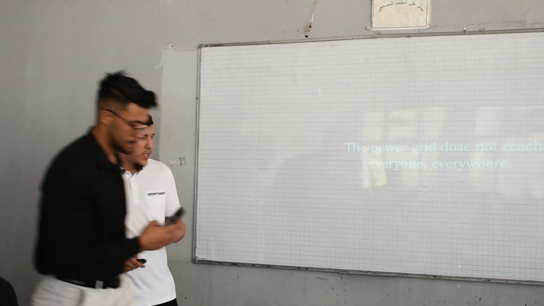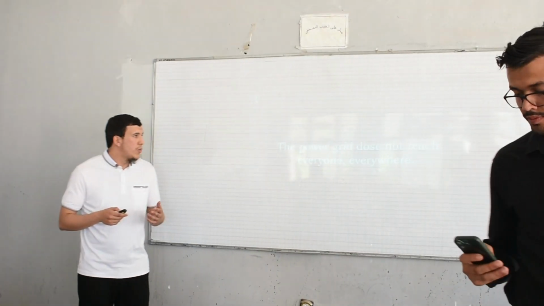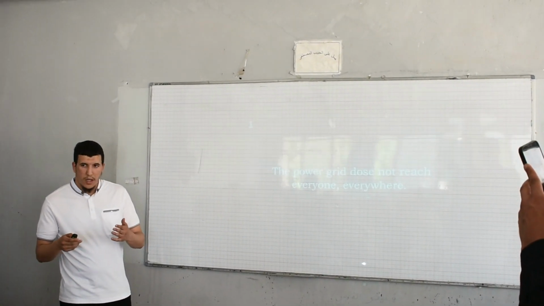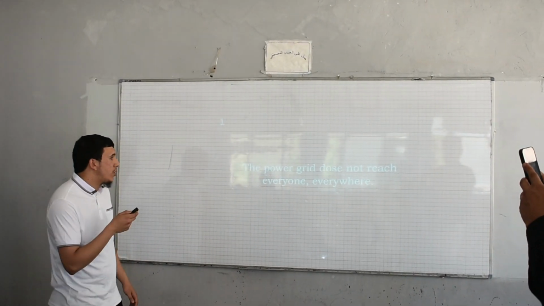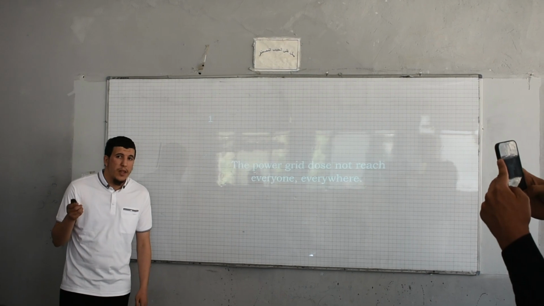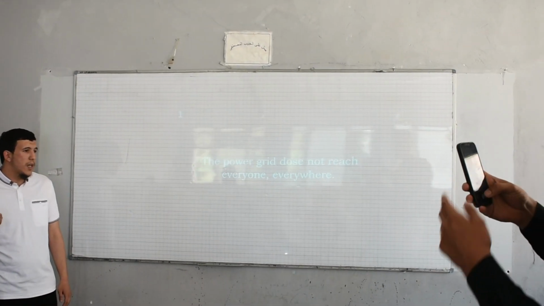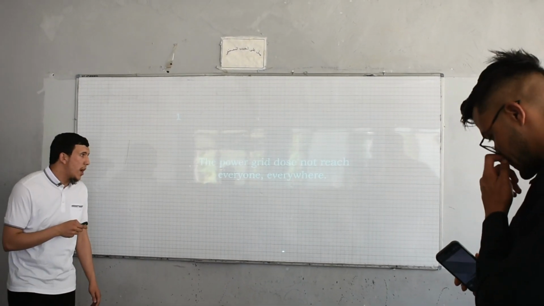First, we're going to start with some problems that we see every day, and that are occurring in our world. First, the power grid does not reach everyone everywhere. That means there are isolated homes that have no electricity supply.